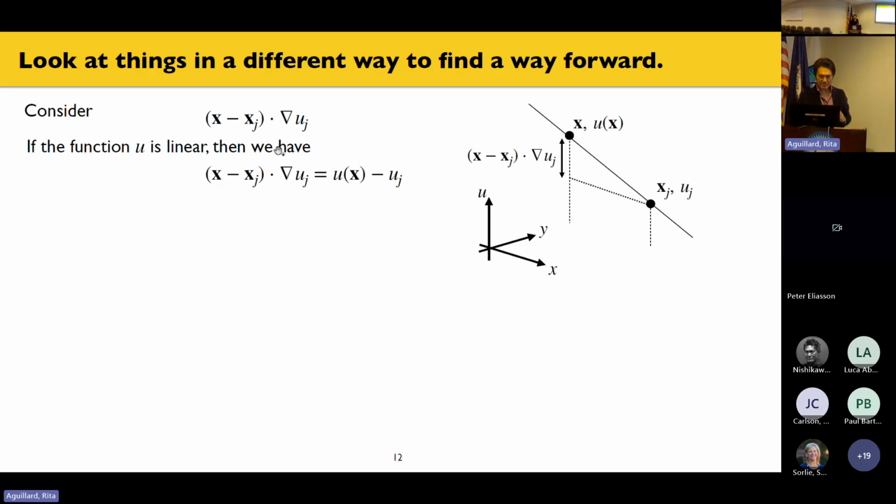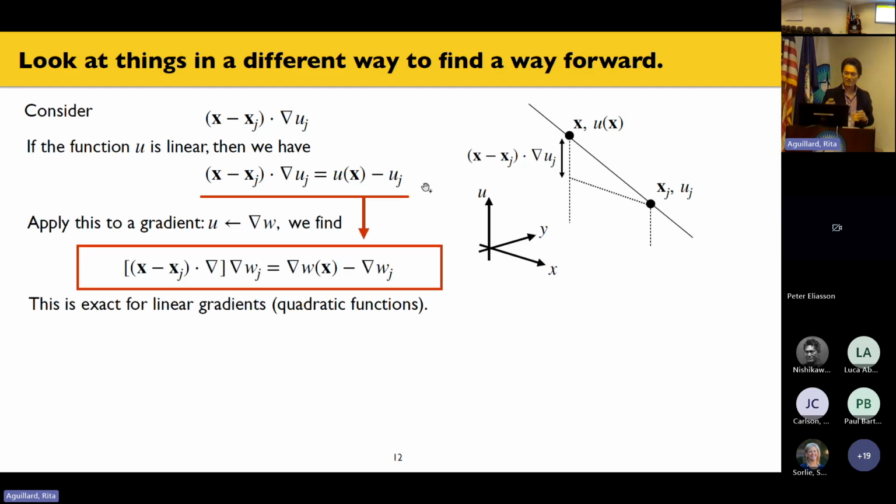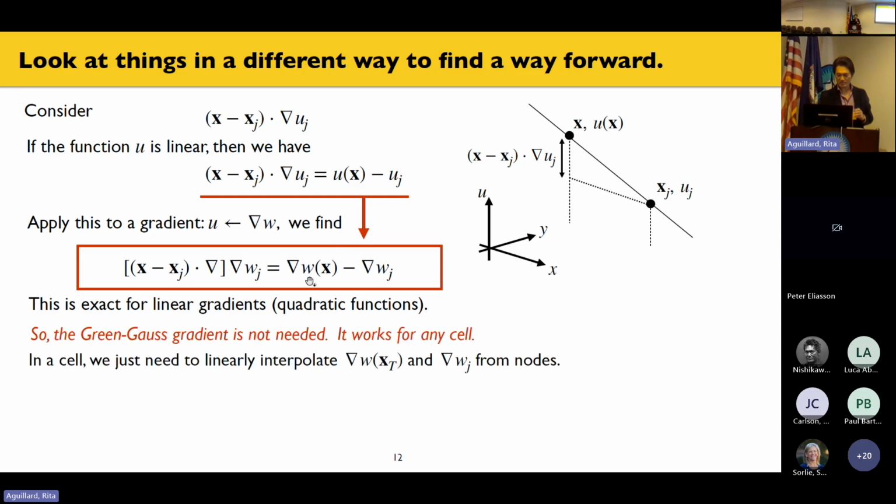So forget about cells. Let's look at this projected gradient. Okay, so here's a linear function. And then this projected gradient is just a difference between this u_k here and u_j, right? So if u is linear, this is exact because it's just a linear function. And then if you substitute the gradient of some quantity into this formula for u, you end up with this interesting formula, right? So this is exact for linear gradients, or quadratic functions. So actually, you don't need a Green-Gauss gradient, and this works for any cell.